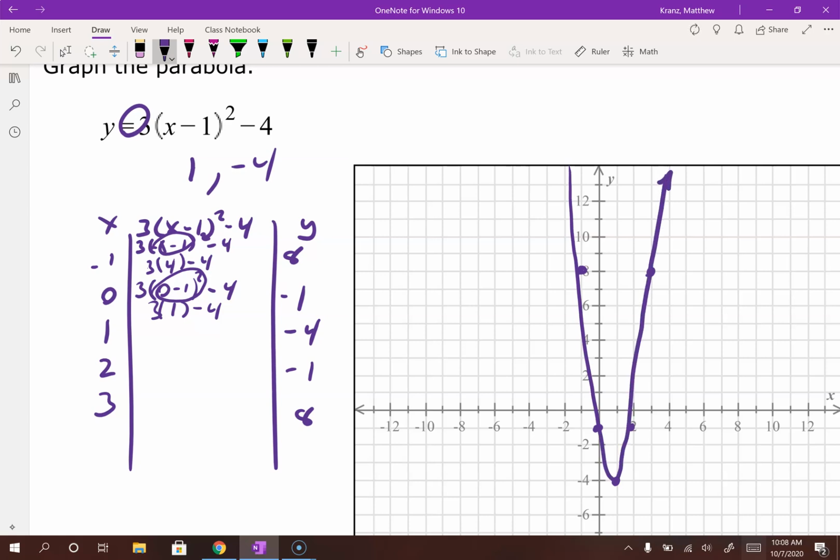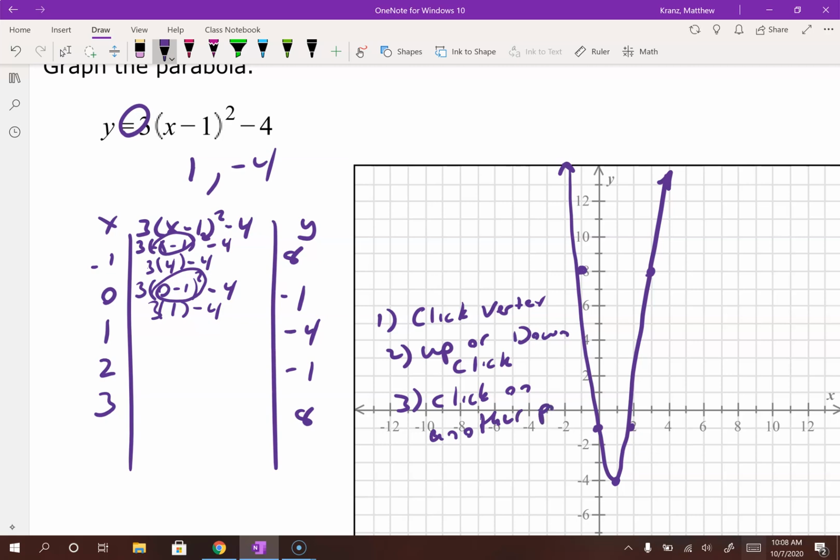When you graph it in Alex, the first thing it's going to say is the steps. When you click the parabola tool, step 1, you click the vertex. Step 2, make sure it's going up or down, then click again. And then step 3, click on another point. And that'll put your parabola in the right place.